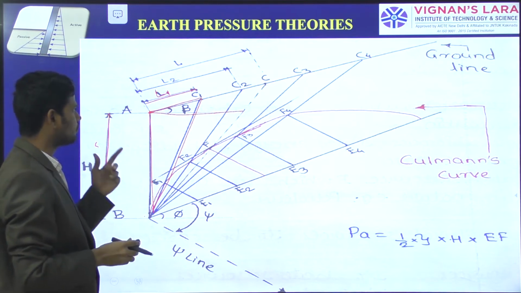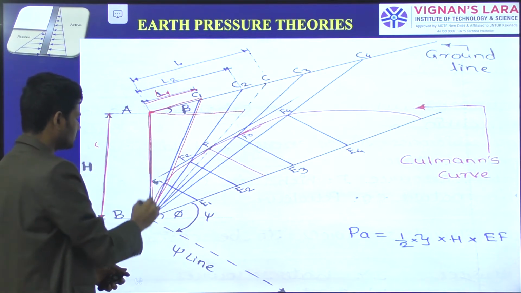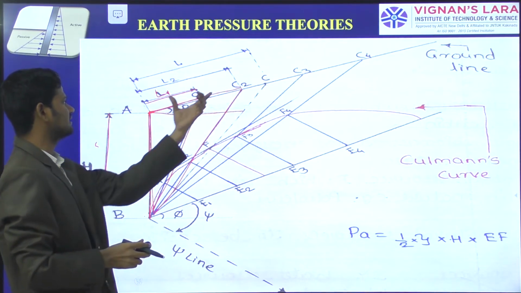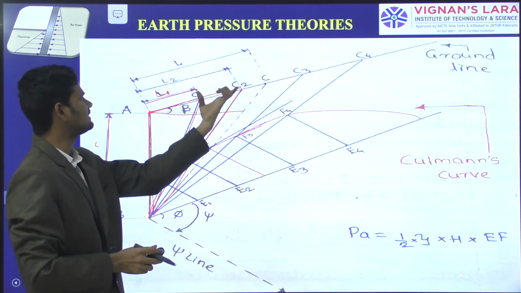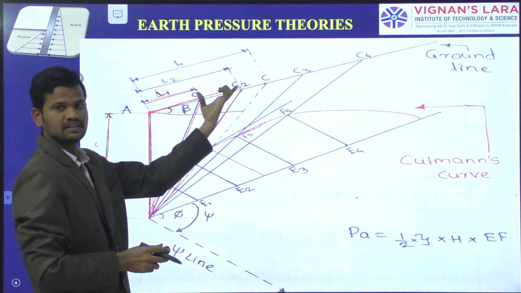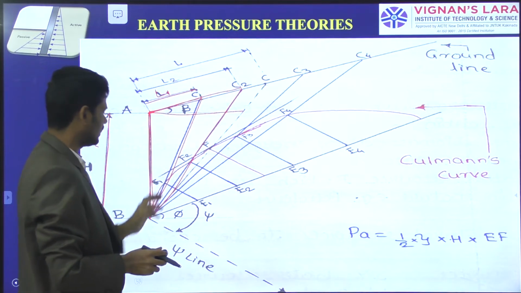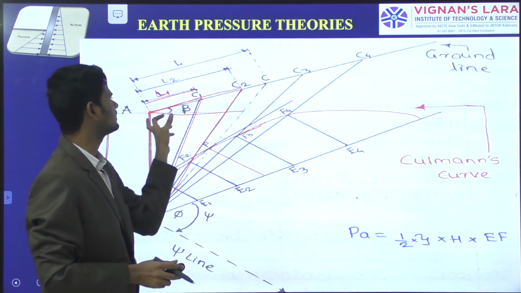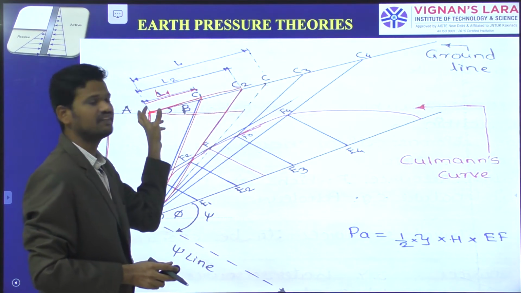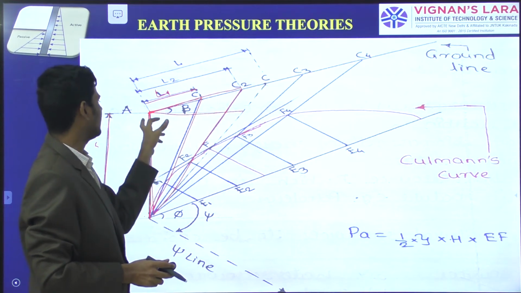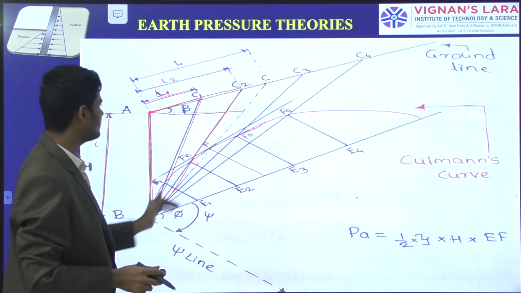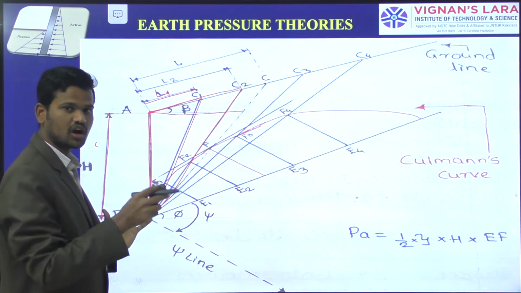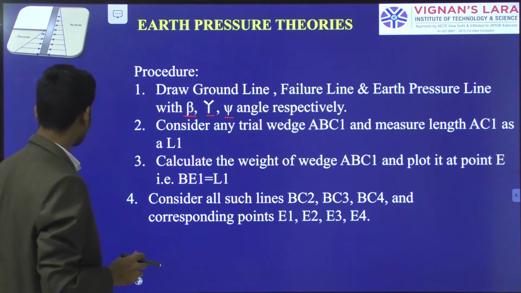Next, I am taking one more failure wedge, ABC2, and from this failure wedge, I am taking the length of the soil mass AC2 as L2. Next, I am considering one more soil wedge, ABC3, and from this we have one more wedge length, L3. And here we take one more point C, with length L. These are the second and third points we are considering for Culman's graphical method.